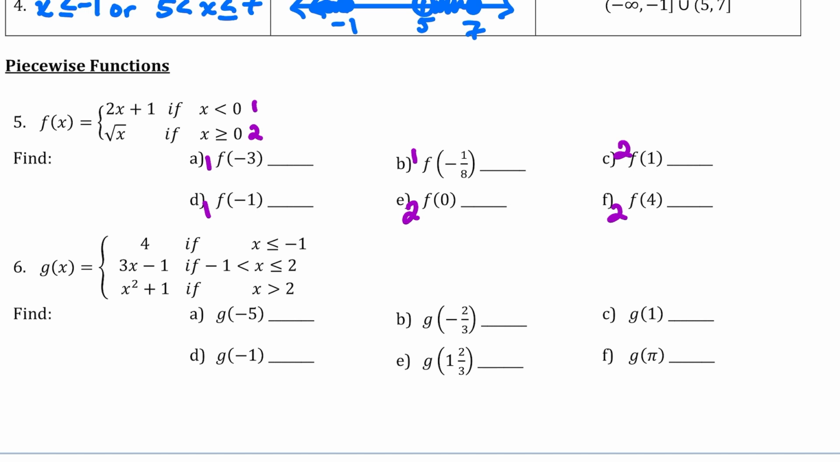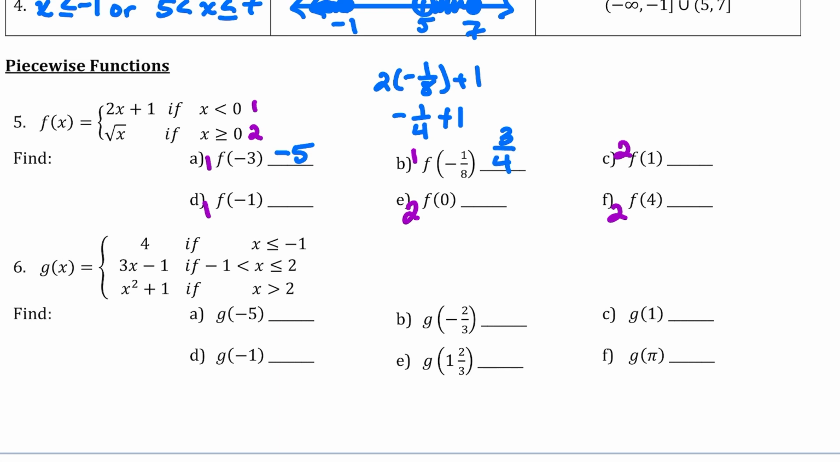So what happens if you plug in -3 into 2x plus 1? Well, you get 2 times -3, which is -6, plus 1 is -5. If you plug in -1/8, so I'll show that work. So 2 times -1/8 plus 1. 2 times -1/8 is the same thing as -2/4 or -1/2. Oh, no, sorry, -1/4. -2/8 reduces to -1/4, and then plus 1, and then you get 3/4.